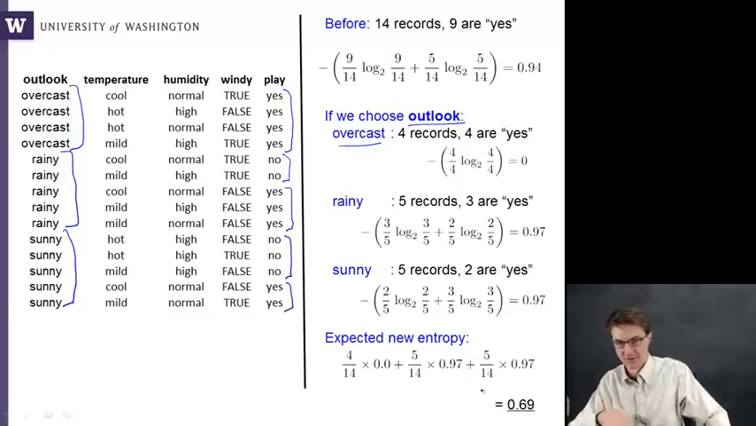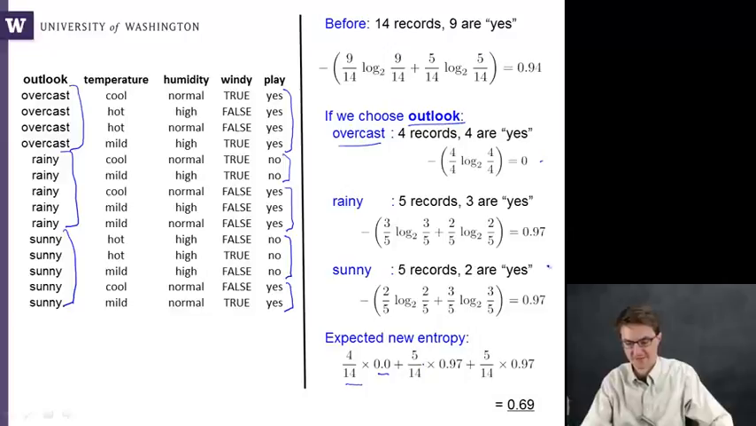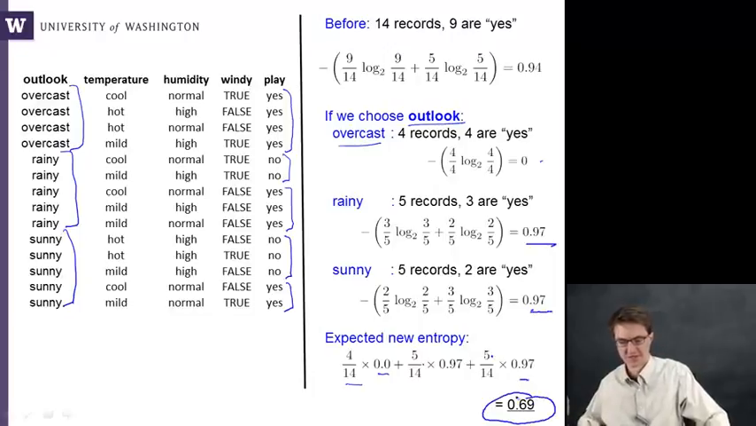Expected value is the probability of making that choice times the value of that choice. And so 4 out of 14 has a value of 0. 5 out of 14 has a value of 0.97, and 5 out of 14 has 0.97 again, right? And so compute the total there, and it's 0.69. Now, the gain here is the difference between where we started and where we end up.